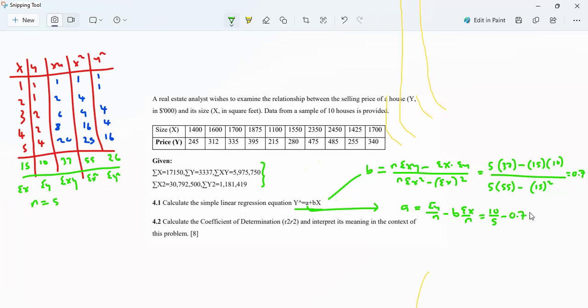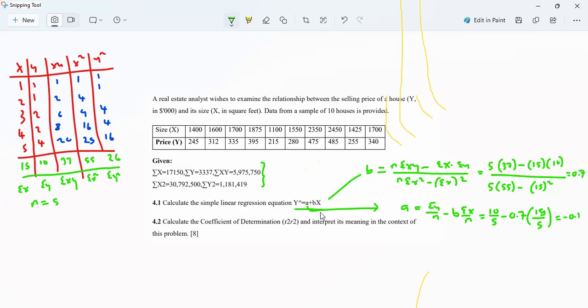0.7, 0.7. We just calculated it. So if your b is wrong, what does it mean? Your a becomes wrong. And what is summation of y? It becomes 15 over n, which is 5. So if you compute that correctly, your answer is supposed to be negative 0.1.